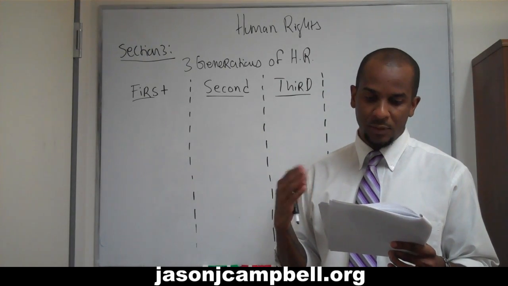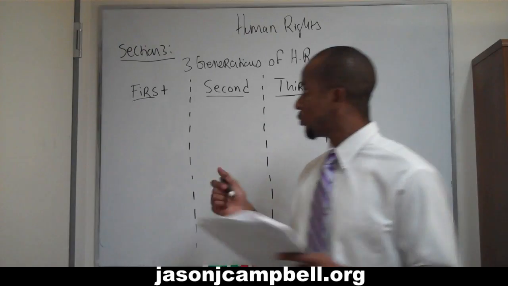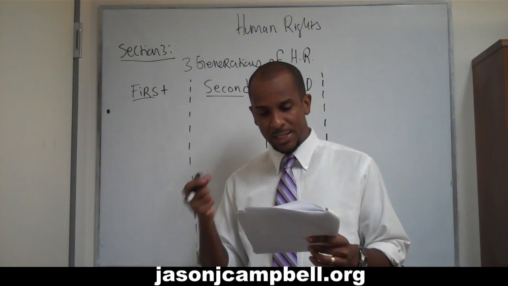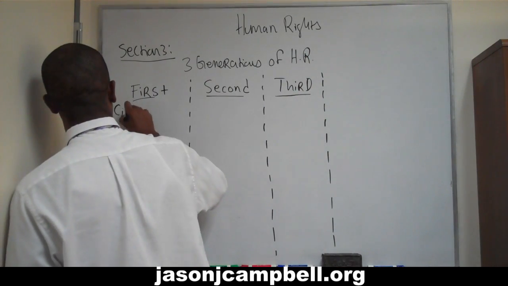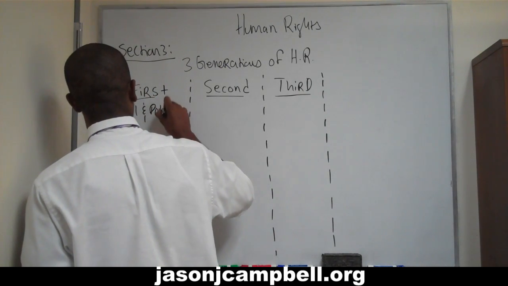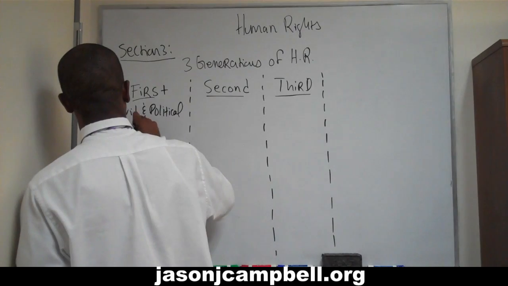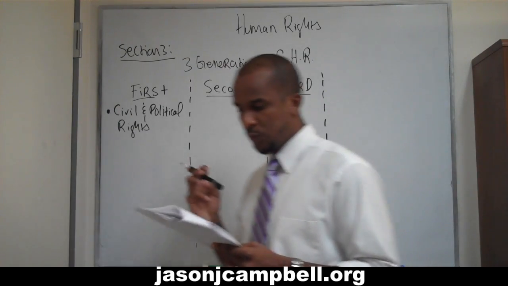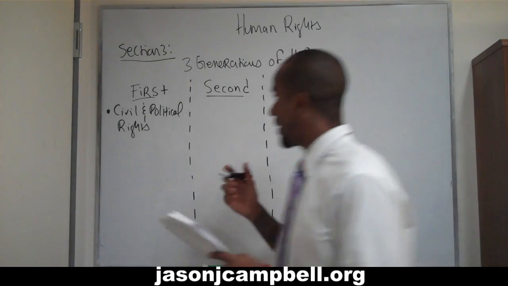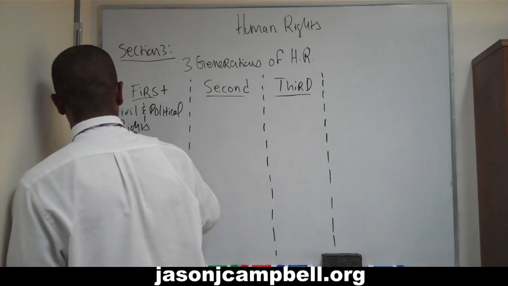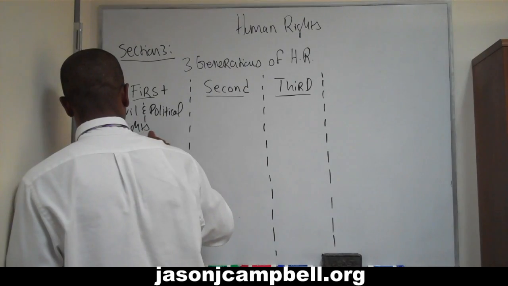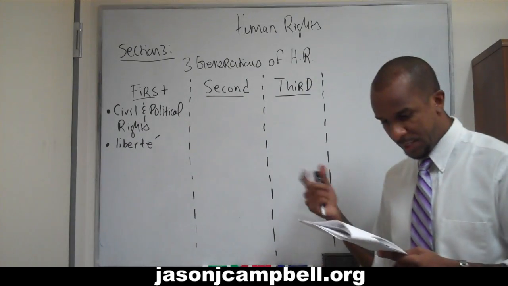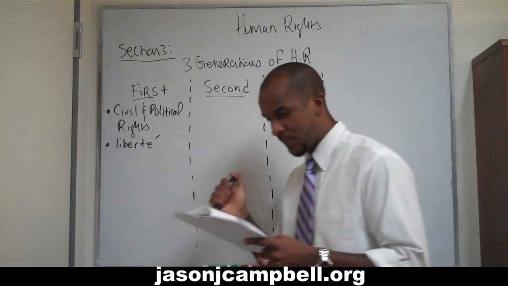The first thing that we recognize is the first generation is civil and political rights, right? This is an attempt to articulate and make sense of civil and political rights. And this is known as liberté. My French isn't all that good. L-I-B-E-R-T-E. Okay, first generation, civil and political rights, and the overarching concept is liberté.